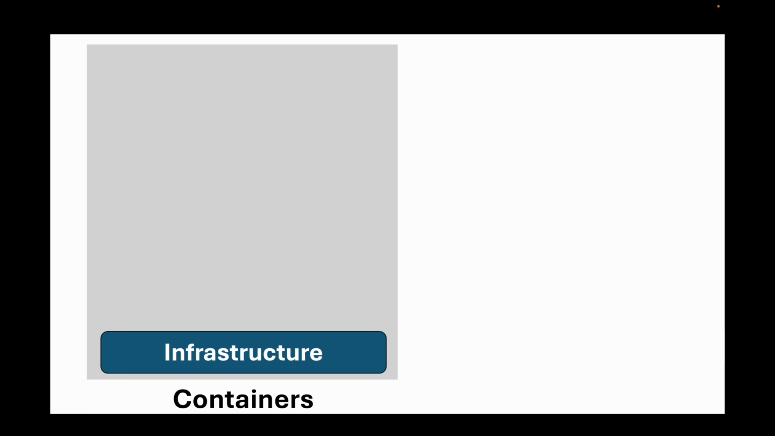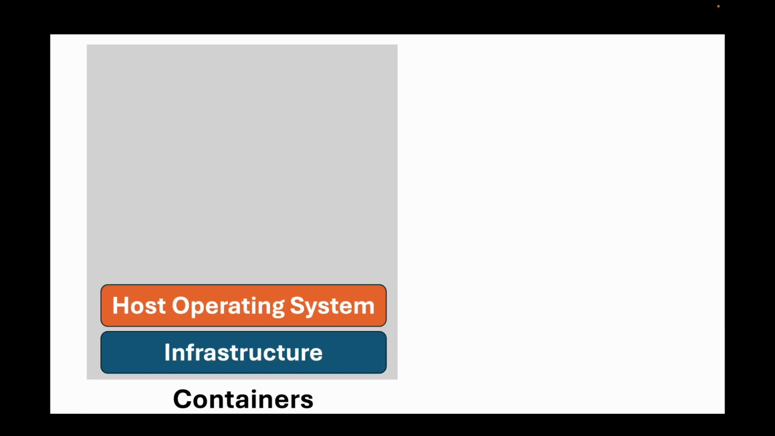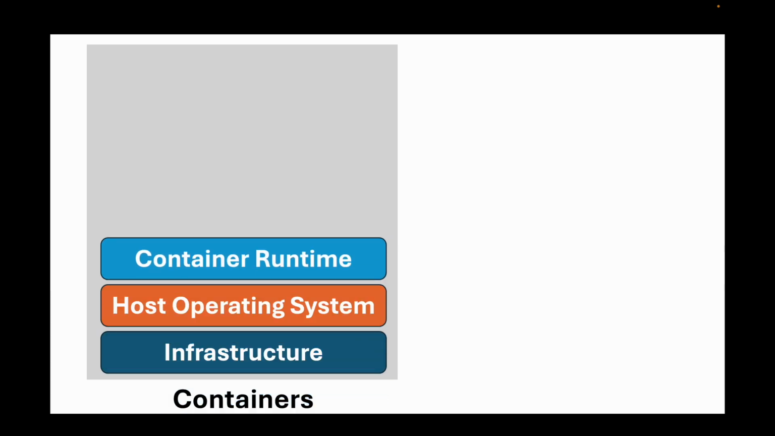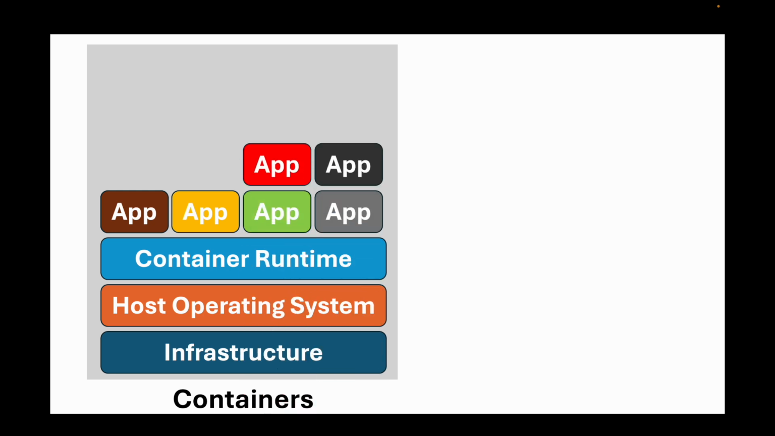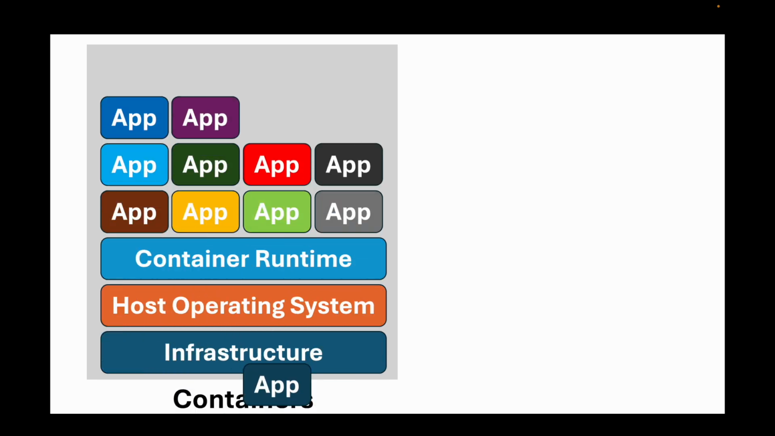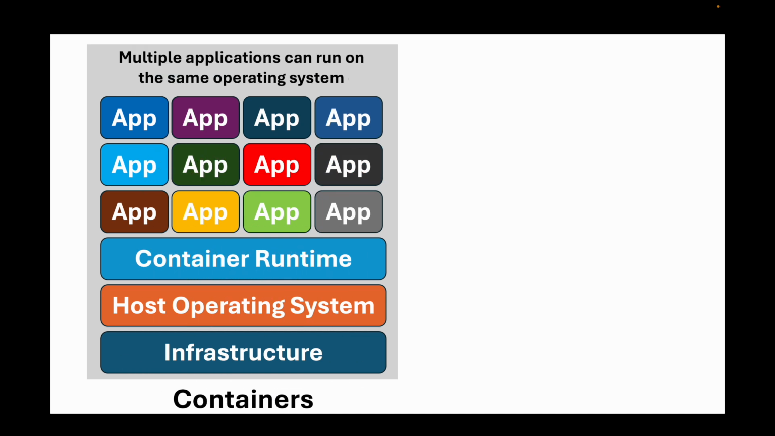Now, to solve this, we have containerization. Under containers, again, we will have your infrastructure, and then on top of this infrastructure, we will have your host operating system, and then in place of hypervisor, we will have a container runtime. Depending on the containerization that you are using, could be Kubernetes, Docker, OpenShift, ECS, EKS, whatever you are using, you will have a container runtime. And then we will be running the application. So we won't be creating any virtual machines here. Rather, we will be running the applications as containers on the same host operating system.